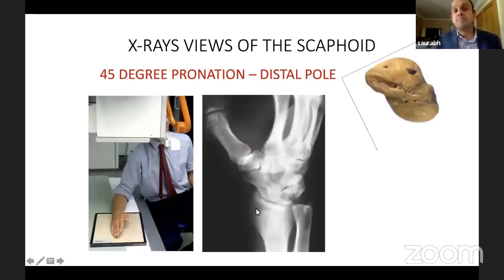Then 45 degrees pronation view. Now if you see here carefully, you cannot see the proximal pole. All I can see is distal half of scaphoid. So unless I get a pronation view, I cannot comment on distal pole. Again, when you're putting your screws, this is the view you look for to center your screw, and this is the view you ask for in theaters to make sure your screw is not prominent distally. So pronation views and supination views. And I'll keep harping on that as we go along and we see more X-rays.